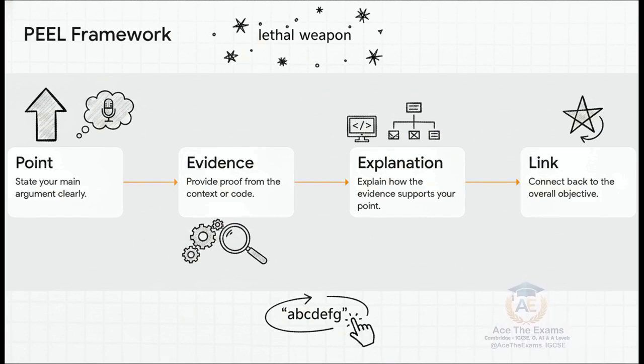You don't just say, oh, because it's faster. No, you make your point. A for loop is optimal for iterating through this string. Then you provide hard evidence, because the exact length of the string is predetermined using the length function. Next comes the explanation. This ensures every single character is checked without risking an index out-of-bounds error.